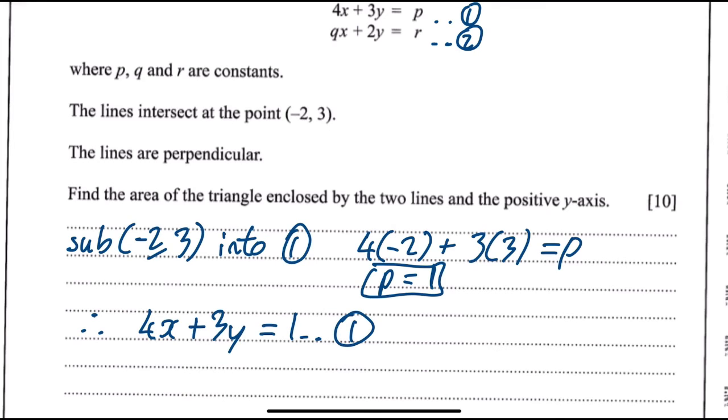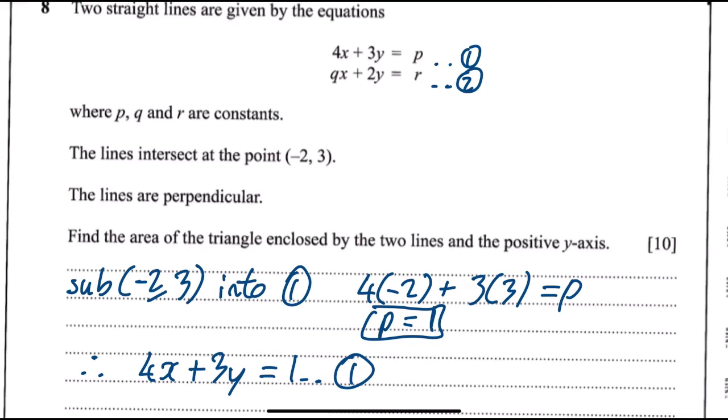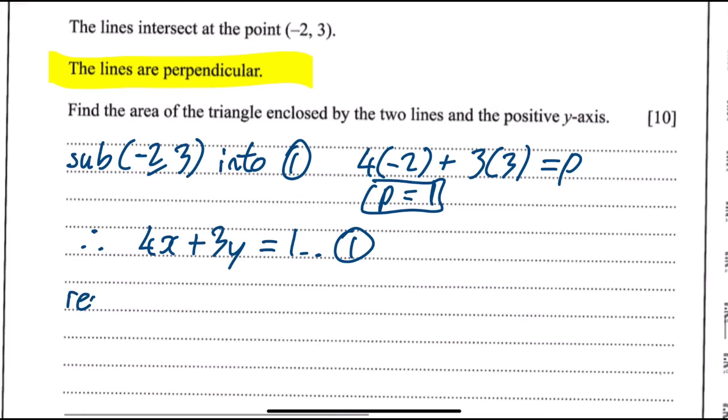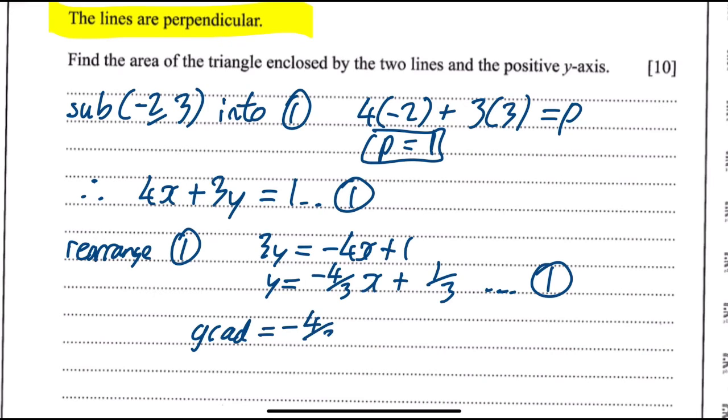So I'm going to use equation 1 again. What I'm also going to do is use the information that the lines are perpendicular, so that means one of their gradients is the negative reciprocal of the other. It's a wee bit awkward to find their gradient, so I'm going to rearrange equation 1. 3y is minus 4x plus 1, which means y is equal to minus 4 over 3 x plus 1/3. That's my new improved equation 1. All of that is going to be important. So the gradient of this is equal to minus 4 over 3.